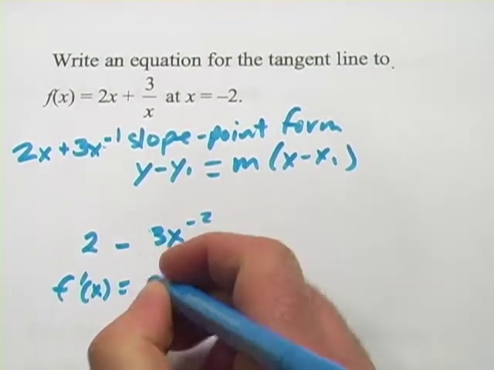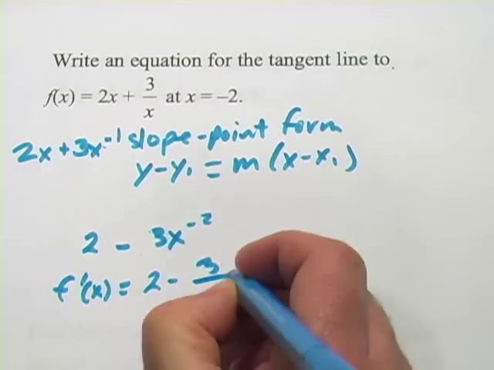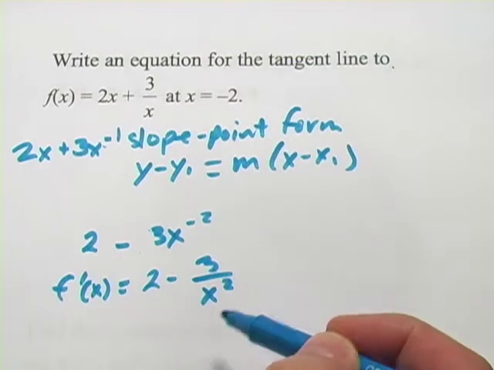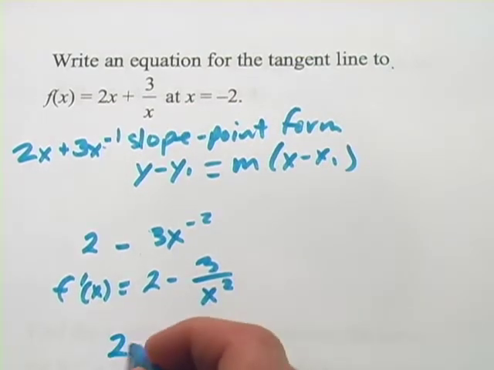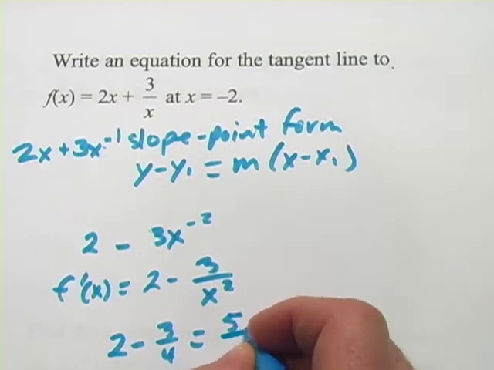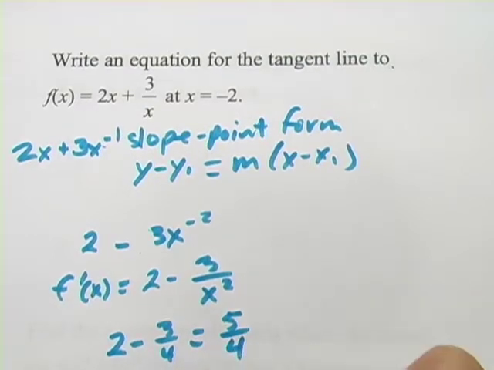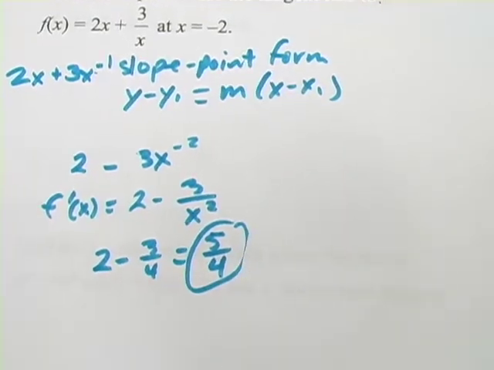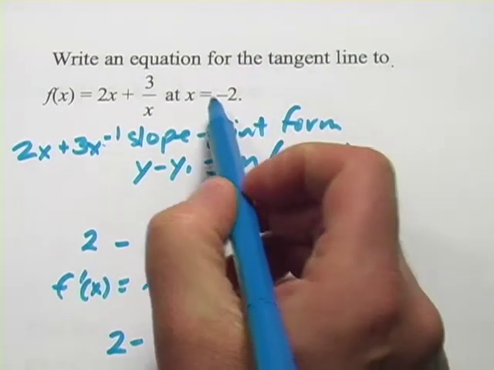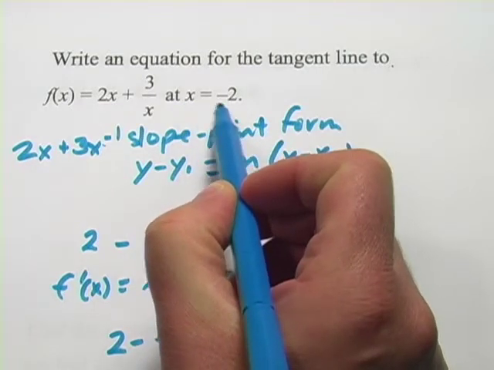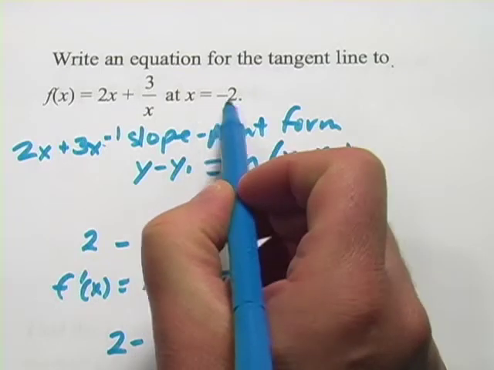Our derivative is 2 minus 3 over x squared. Now if we plug in -2 here, we get 2 minus 3/4, which equals 5/4. And that is our slope. Now we need our point, and the point is really very easy too. We are told this is at the value x equals -2. To get the y for that point, this is already our x-coordinate.